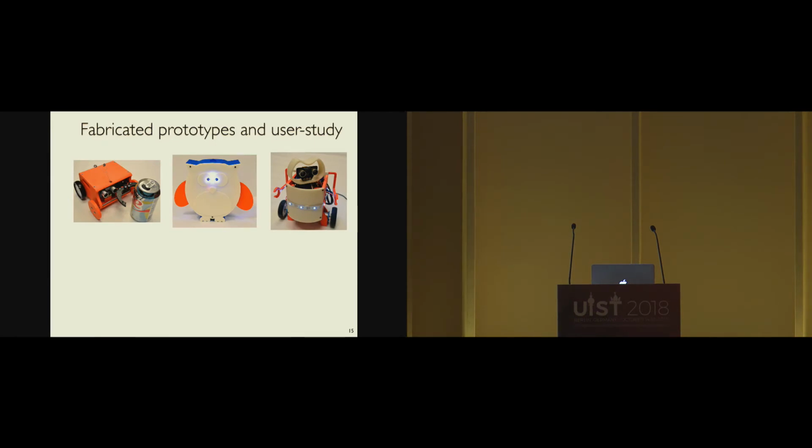Using our system, we fabricated three devices. We already saw Crusher and Chirpy in action before, and the third one is called a balancing robot that can balance on two wheels. Then, to estimate the challenges that people face in designing these devices manually, as well as to validate the need for an automatic design approach, we conducted a user study with novice users who didn't know CAD.